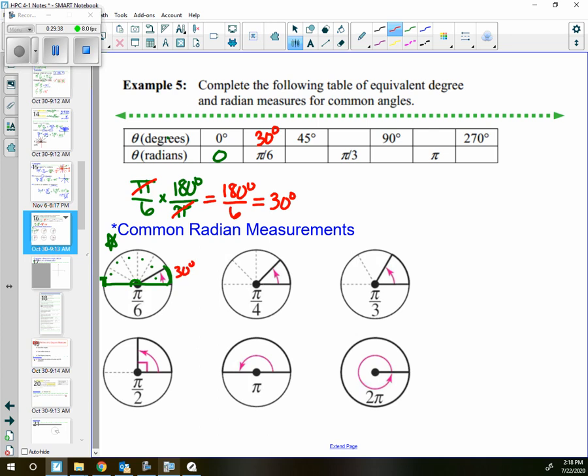So that's an equivalency. It's something that's always true. So if you take 180 in 6 pieces, it's 30. If you take pi in 6 pieces, it's pi over 6. They mean the same thing.